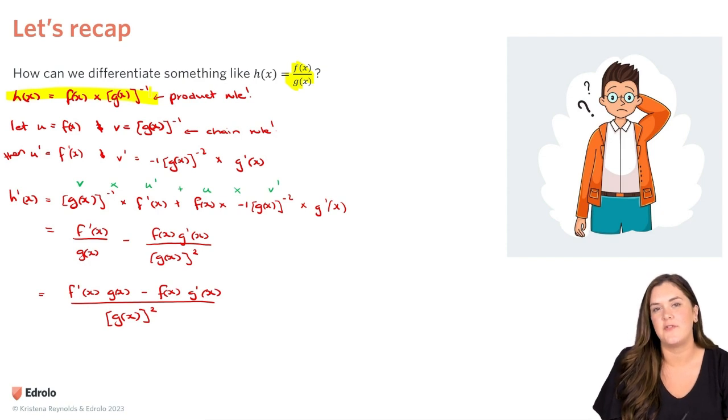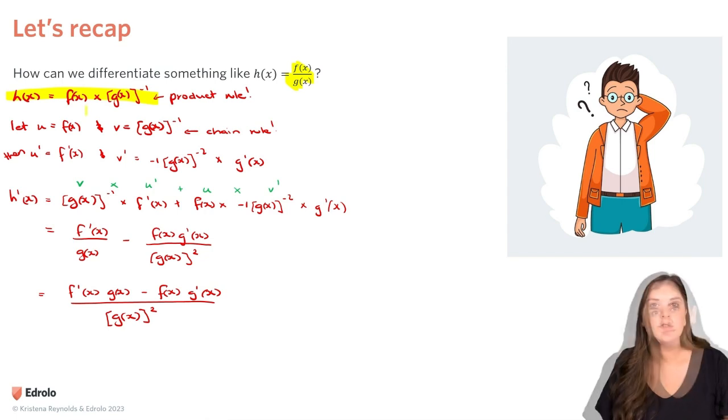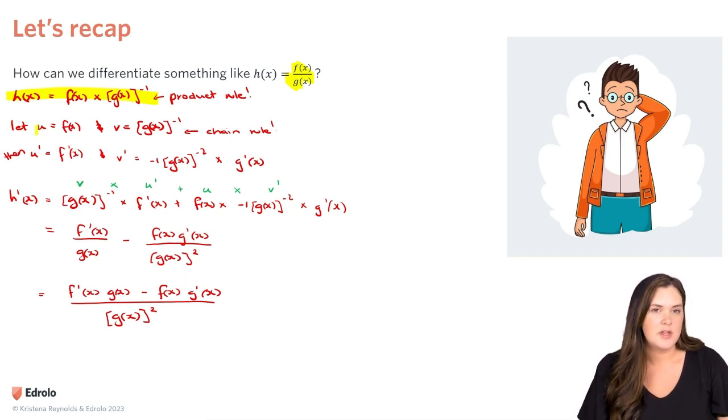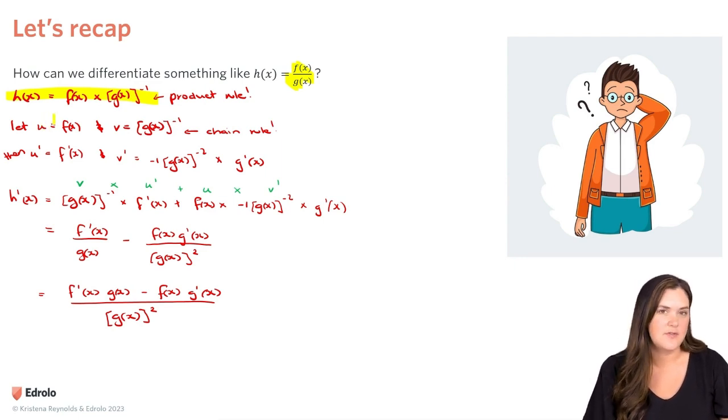H of x equals f of x times g of x to the power of -1. I've just brought that g of x up to the top there. Let's use the steps that we learned in our last lesson to differentiate something like this using our product rule. Firstly, we identify our two functions that we are multiplying together. So we have f of x and g of x to the power of -1 now. I'm using u and v to introduce these. So I have u equals f of x and v equals our g of x to the power of -1.